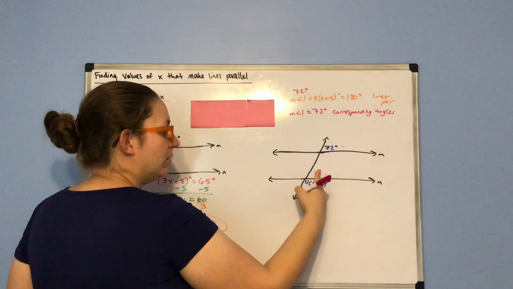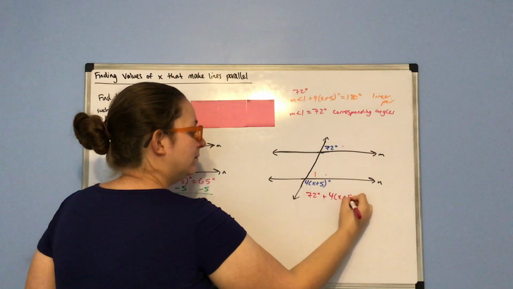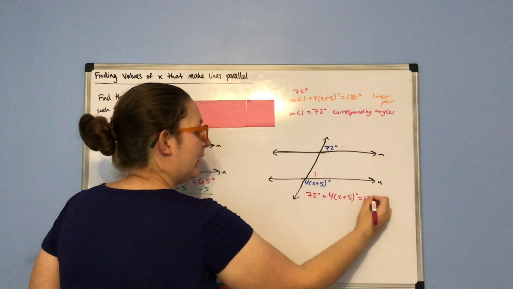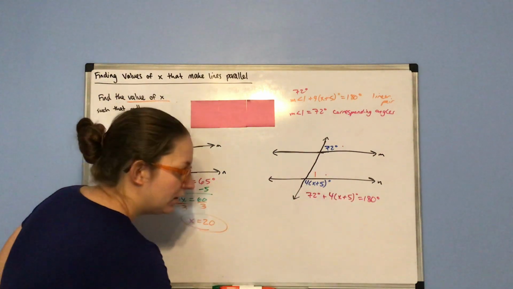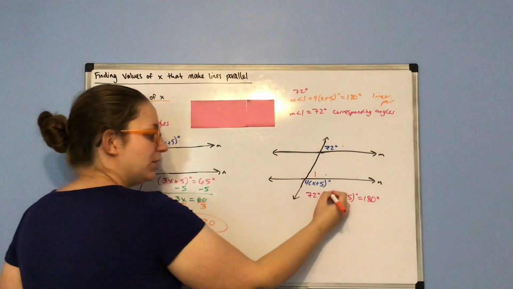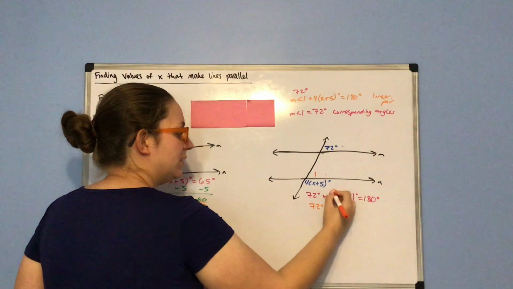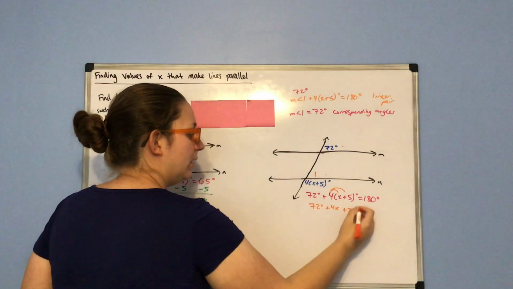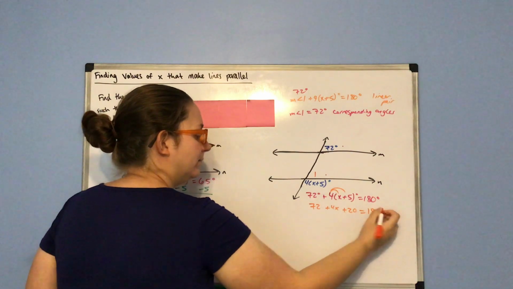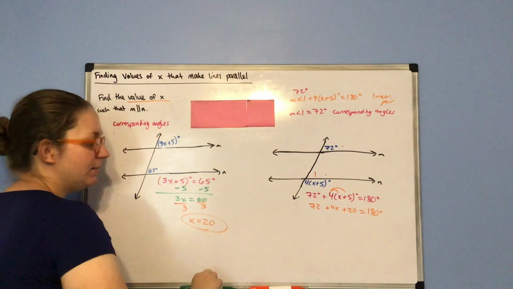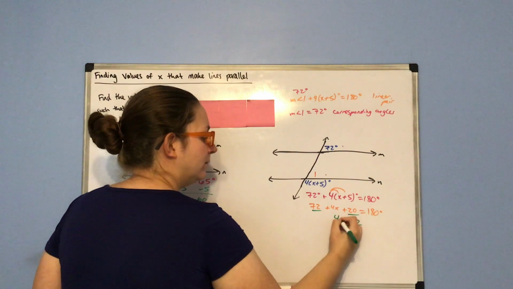72, because the measure of angle 1 is 72, plus this expression here, needs to add up to 180 because these two angles make a linear pair. So let's go ahead and solve this equation. I'm going to start with distributing. I get 4x plus 20 when I do that. I'm going to go ahead and drop my degree signs while I'm at it. Combine my same side like terms. 72 plus 20 is 92.